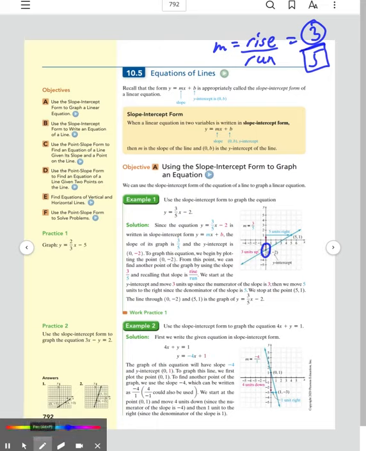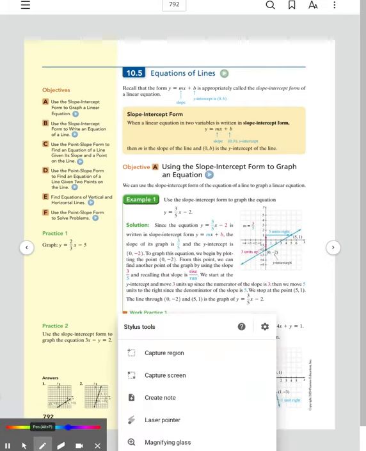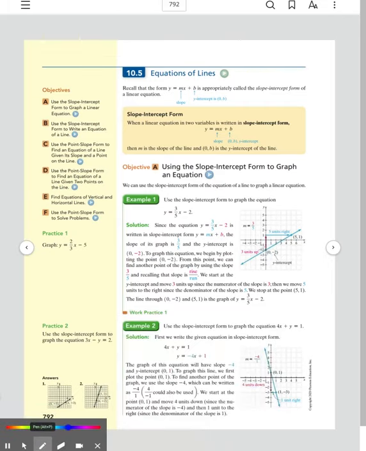So if we look at this equation, and clear all that out, you can see right here they start at -2 and they go up 3. 1, 2, 3. That's where the up 3 units comes from. And then they go over 5 units. 1, 2, 3, 4, 5 units. And as long as you have 2 points, you can connect the line.